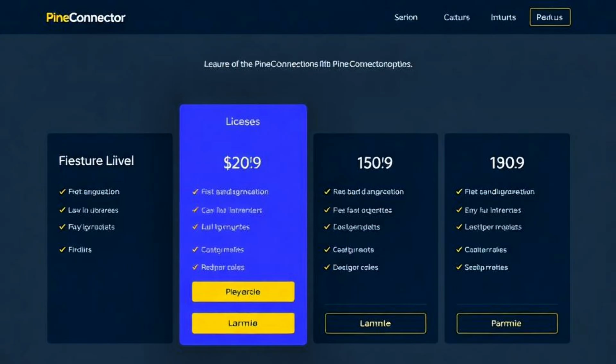Lastly is the pricing and license options. So PineConnector offers tiered licensing from basic to premium. So higher tiers include more connected accounts, faster execution, and priority support. So it's a one-time or subscription model.